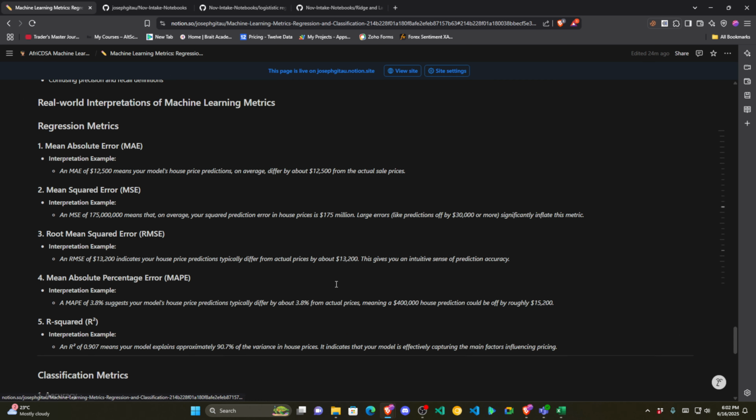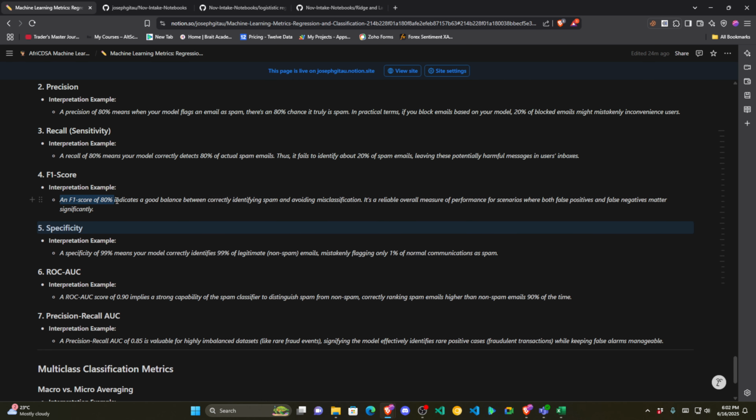So specificity and F1 score. An F1 score of 80% indicates a good balance between correctly identified spam and avoiding misclassification. So it's a reliable overall measure of performance for scenarios where both false positives and false negatives matter significantly. Then specificity interpretation example. A specificity of 99% means your model correctly identifies 99% of legitimate non-spam emails. So it mistakenly flags 1% of normal communications as spam.